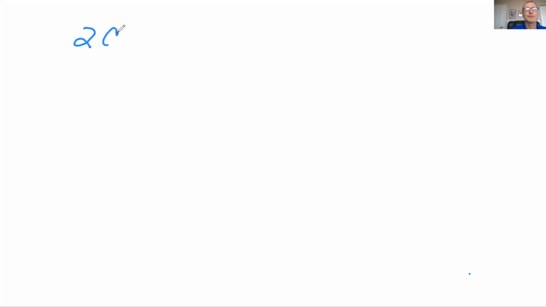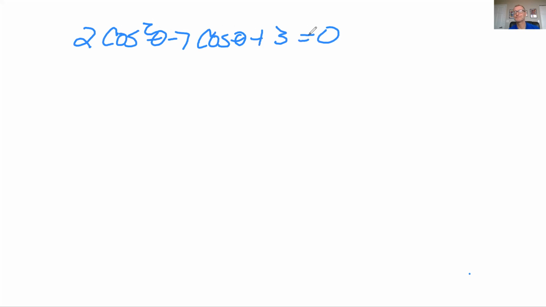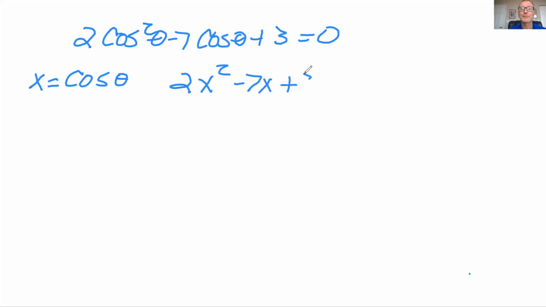And so the first one that I like to go over, and this one I find a little bit tricky, is 2 cosine squared of theta minus 7 cosine of theta plus 3 equals 0. And you look at this equation and what I like to do is convert it into an algebraic looking equation, so I, in my head, can think about it so it's easier to factor. So this would be 2x squared minus 7x plus 3 equals 0.